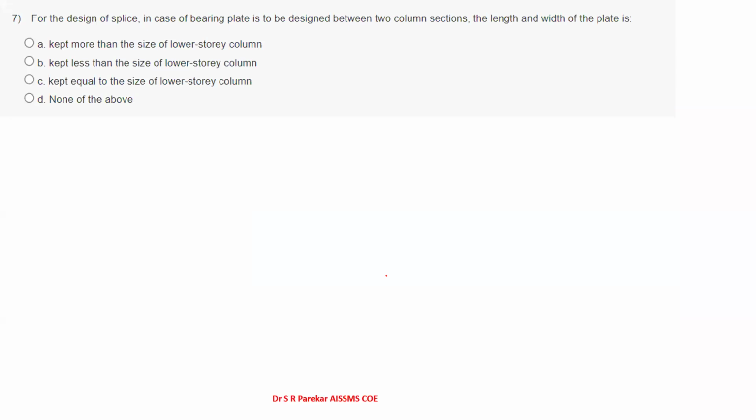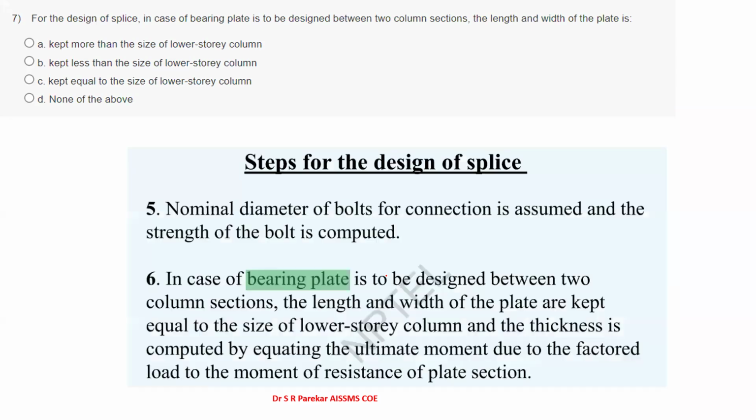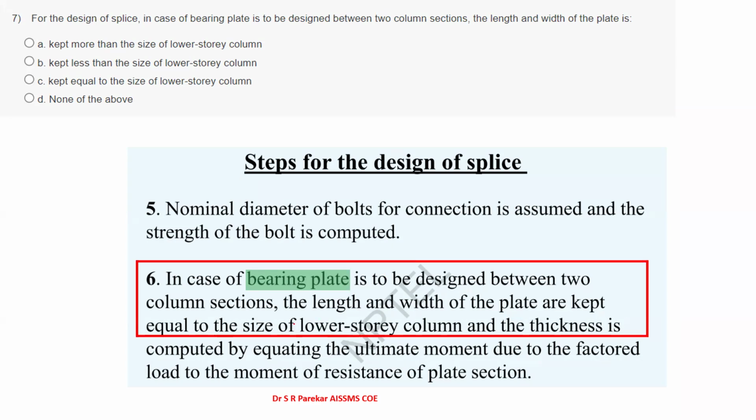Then for the design of splice, in case a bearing plate is to be designed between two column sections, the length and width of the plate is, now you can see this, in case a bearing plate is to be designed between two column sections, the length and width of the plate are kept equal to the size of lower story column. So that is equal to lower story column. So we have option C.